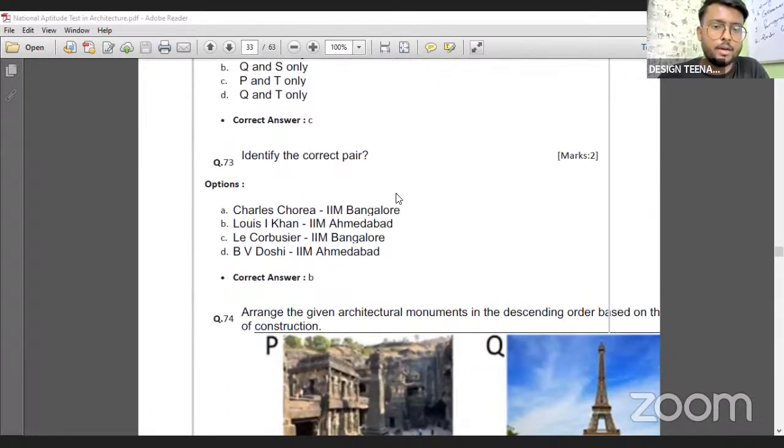Identify the correct pair. Charles Correa, IIM Bangalore. Louis I. Kahn, IIM Ahmedabad. Le Corbusier, IIM Bangalore. B.V. Doshi, IIM Ahmedabad. This one I think I know. The answer is given: Louis Kahn, IIM Ahmedabad. In the other options, a wrong architect's name has been given for each IIM that was designed. Only in this IIM Ahmedabad one, Louis Kahn is the correct answer.